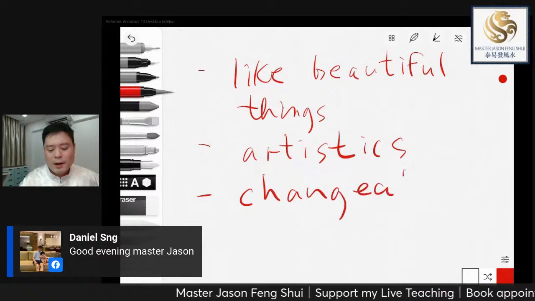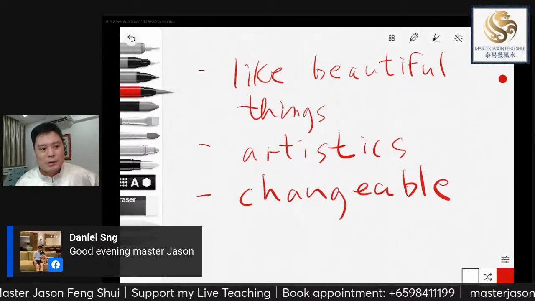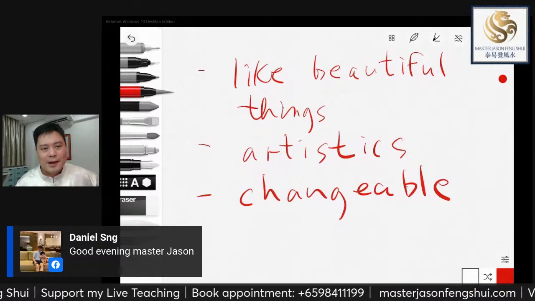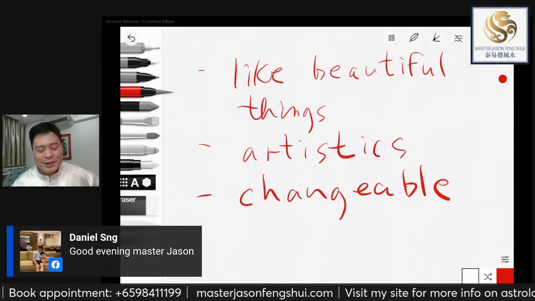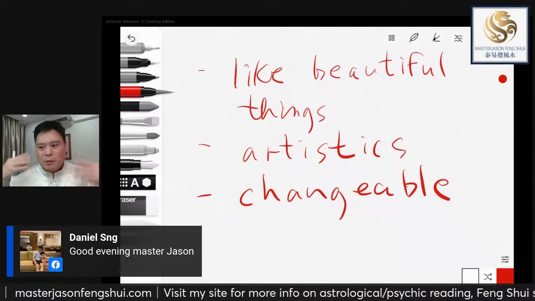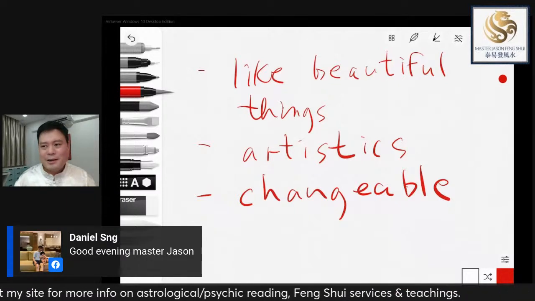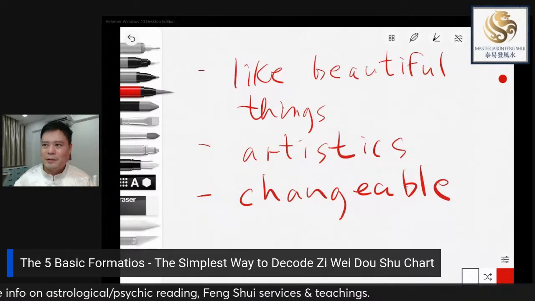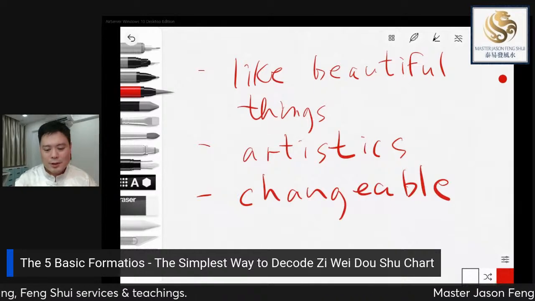For example, they decided something yesterday, like going to Japan for a holiday. Then today, they will change their mind. Instead of going to Japan, I will go to Taiwan instead. They will always change their decision. But is it good or bad? It's not really a matter of good or bad. It's just their personality or characteristics.